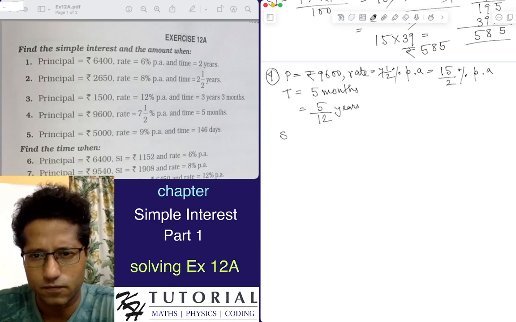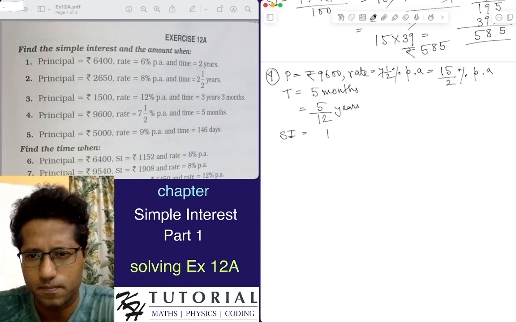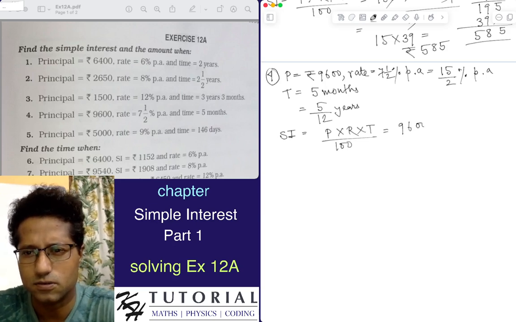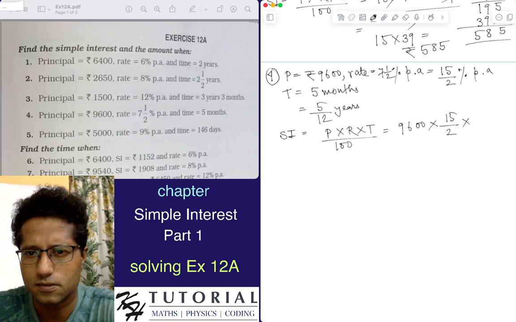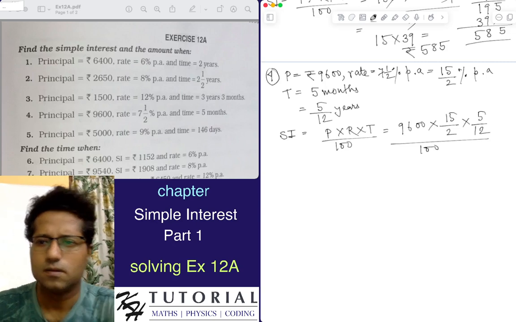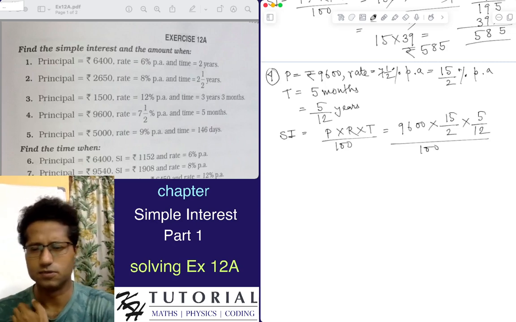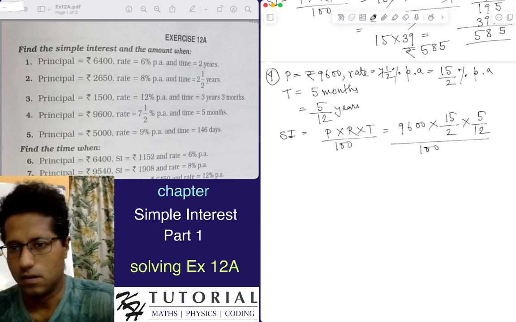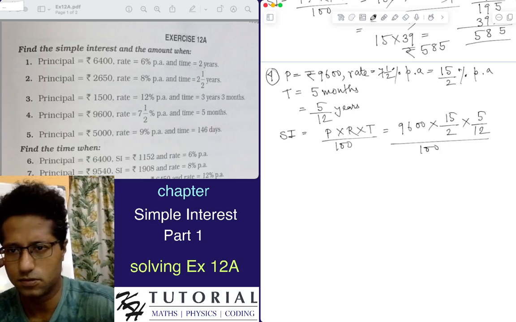So now if you apply the formula, we have P into R into T divided by 100. This equals 9600 into R. R is 15 by 2 into T is 5 by 12 divided by 100. Now I don't know how much this will be. You can do the calculation. I'm not doing it. So this will be the final. After putting the values, you have to simplify this: 9600 multiplied by R, R is 15 by 2, and T is 5 by 12.